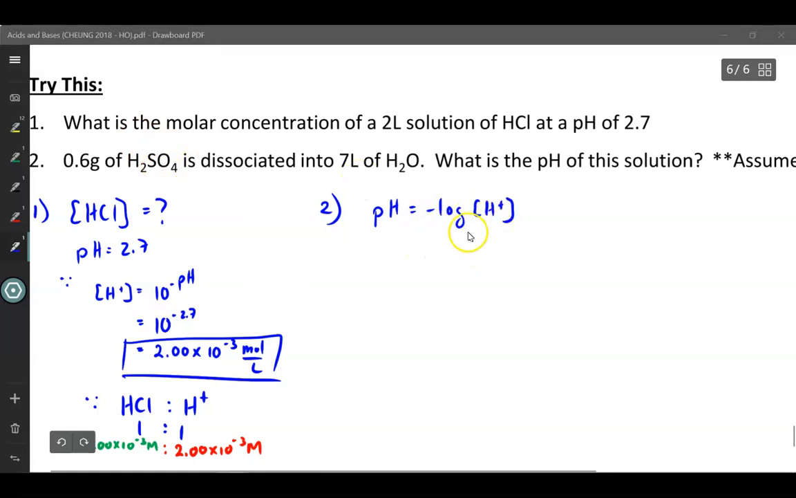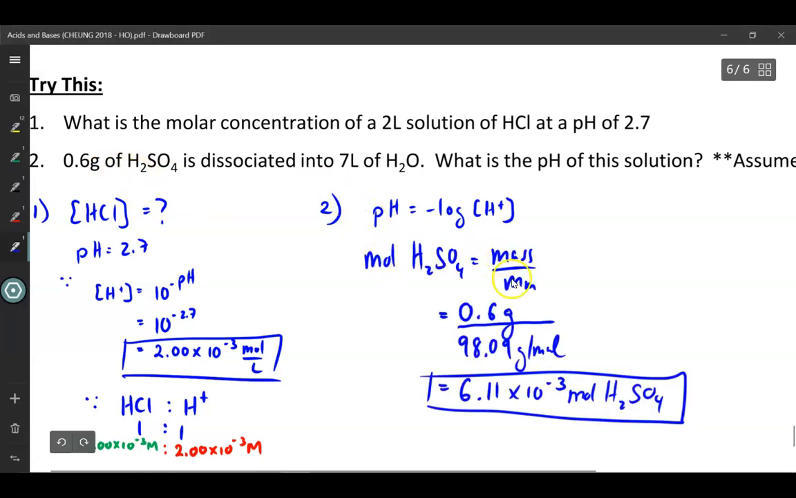Now, as I mentioned before, if you have no clue what to do, first step, convert to moles. Since mole is equal to mass divided by molar mass, it is 0.6 grams, molar mass of H2SO4 is 98.09, divide the two, and I get 6.11 times 10 to the power negative 3 moles of H2SO4.